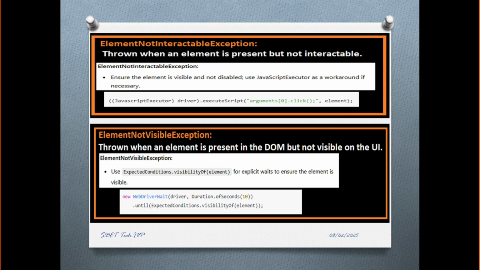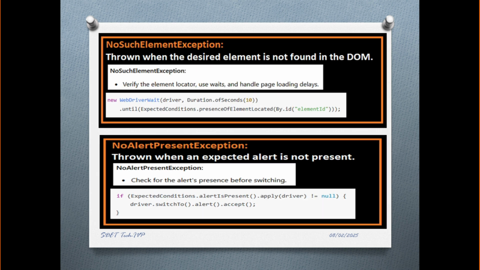Okay, next exception, no such element exception. This exception is thrown when the desired element is not found in the DOM. Means the element is not present, the element is completely removed. So in that case you also use explicit wait, but in the explicit wait you can use the method presence of element located by.